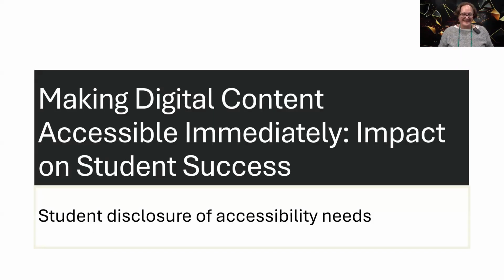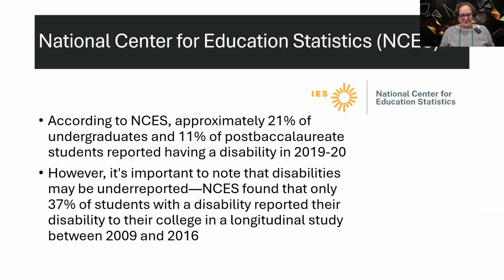Okay, so let's talk about making digital content accessible immediately, just because it does have ripple effects, not only for students who need the accommodations, but for everyone else. We know that the National Center for Education Statistics trend has been going up. 21% of undergraduates and 11% of postgraduate or post-baccalaureate students are reporting that they have a disability to their institution.